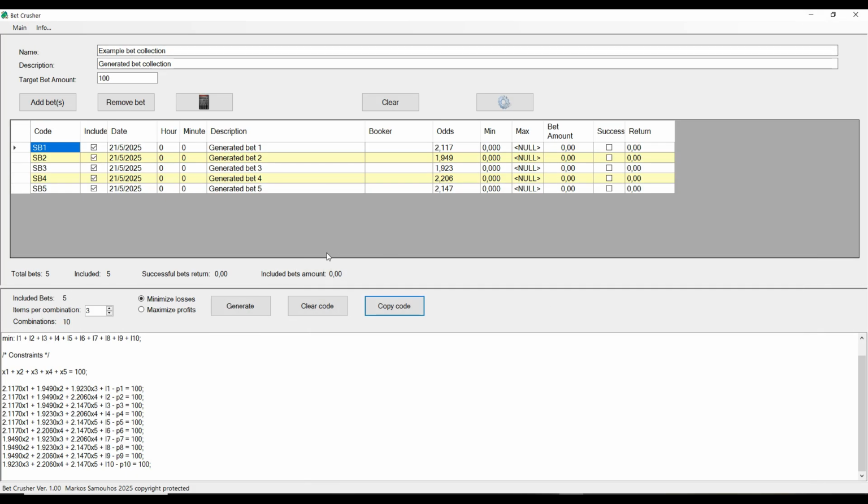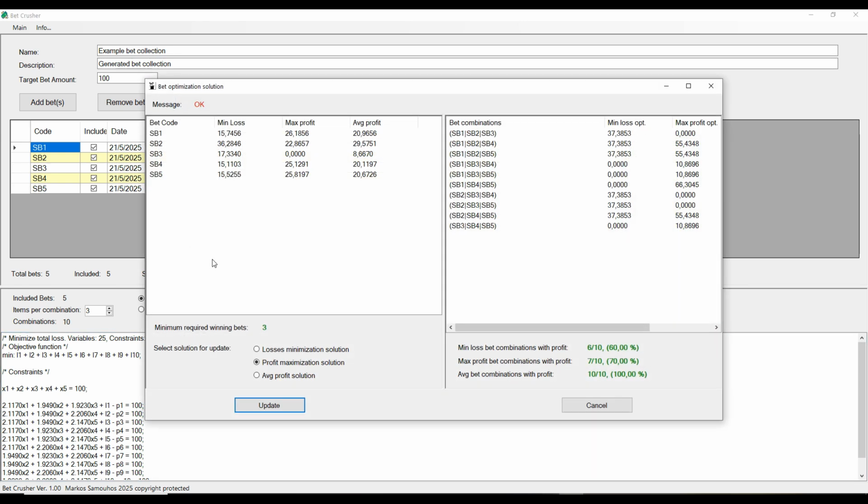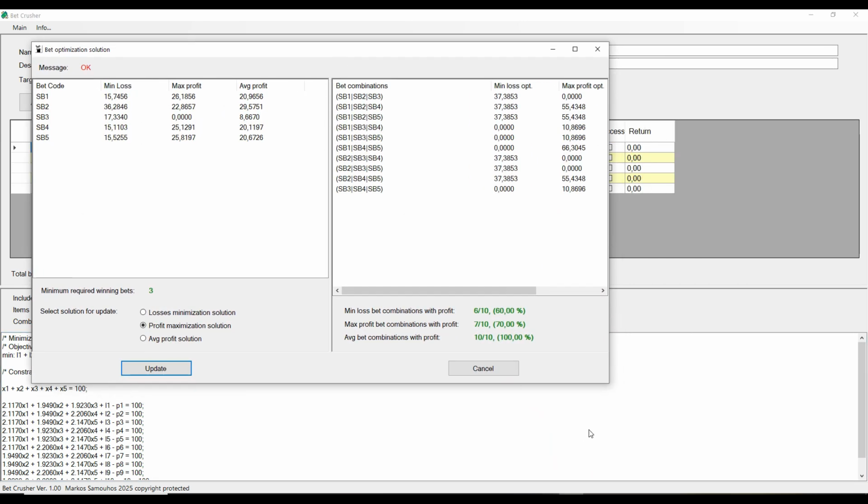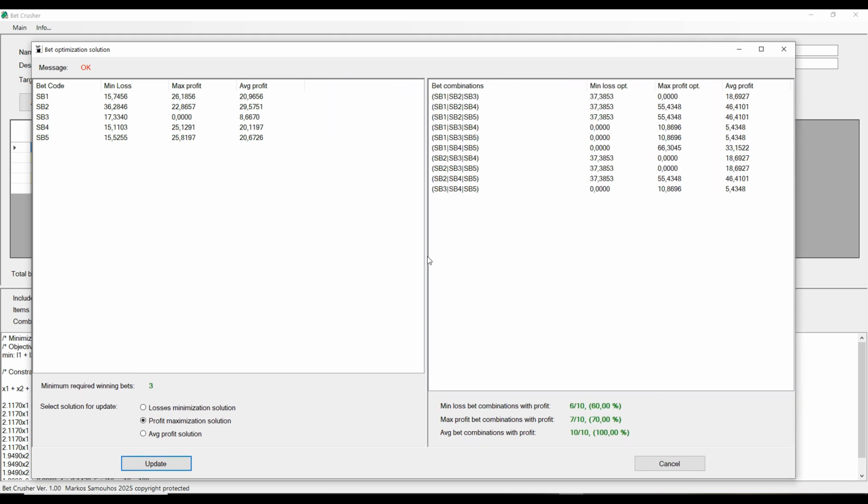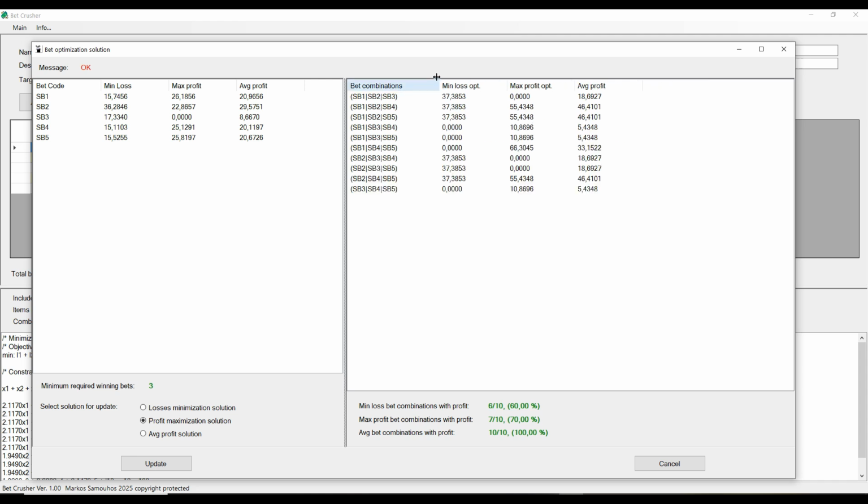We need something. This is not practical. We can generate the linear programming problem and solve it this way, but it's not practical. It must be done automatically. We can do this by pressing this button. Okay, and we have all the solutions available right away.